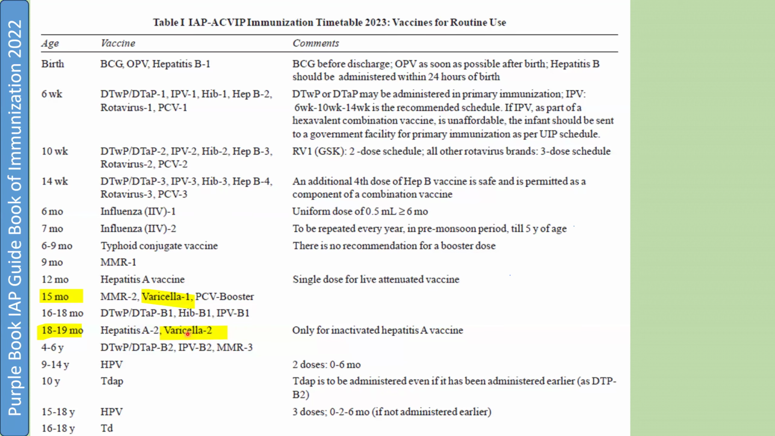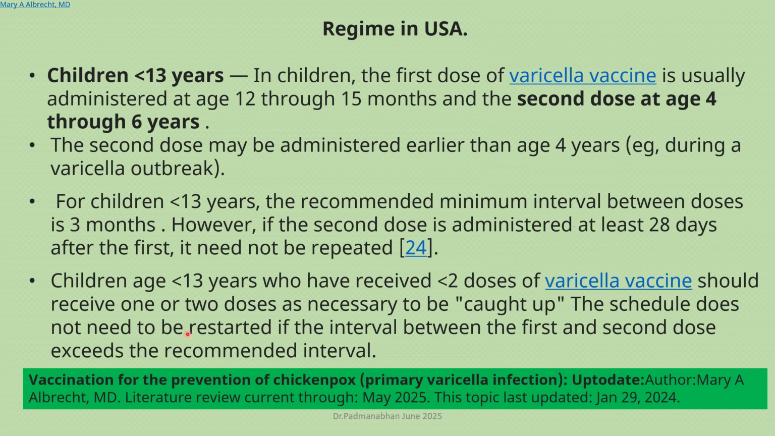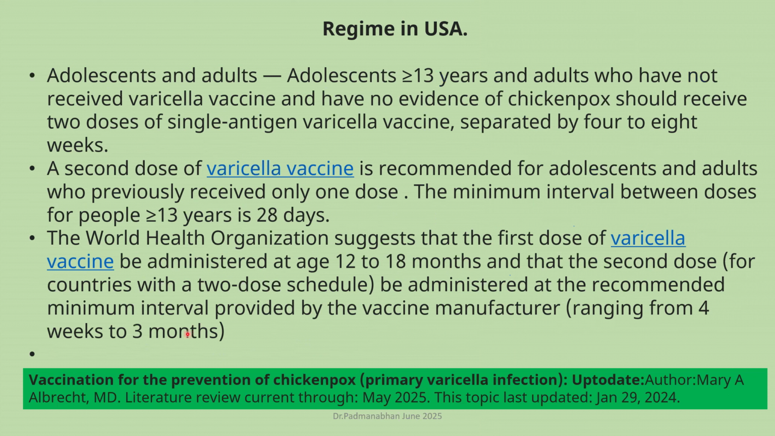While the Western countries give it at 12 months, the second dose is usually given at school entry. They don't give it after 3 months. Therefore, there is such a regime in America. Okay.